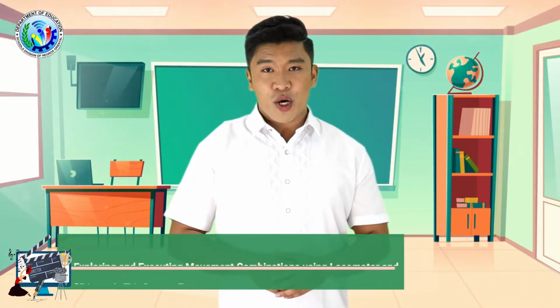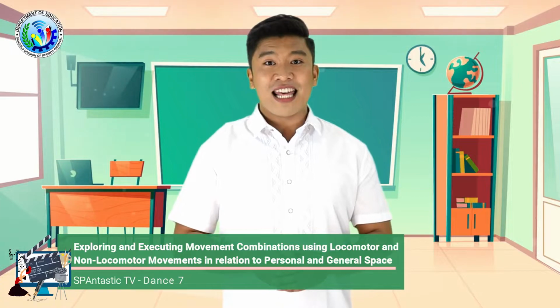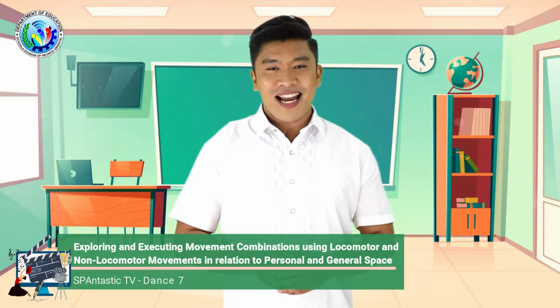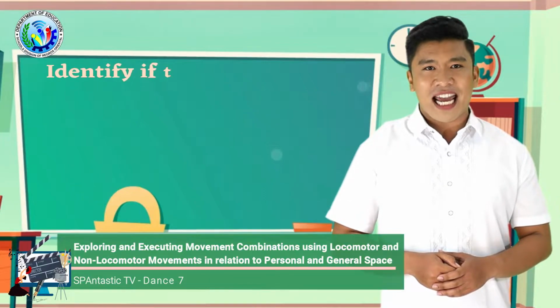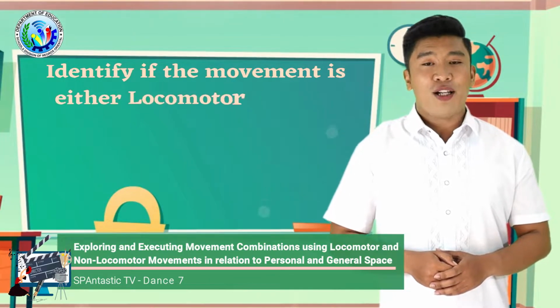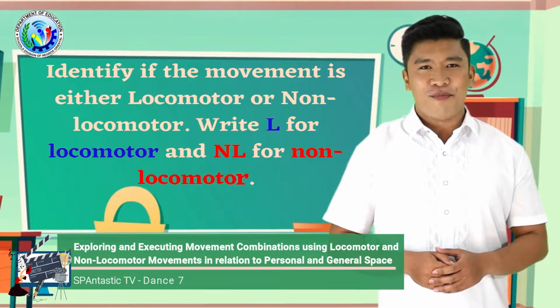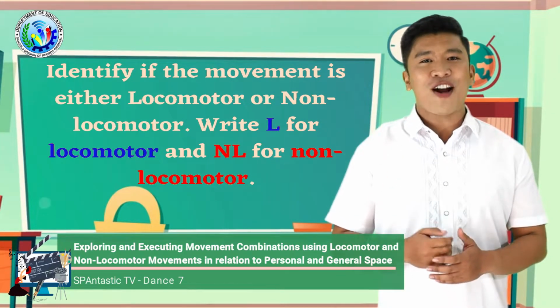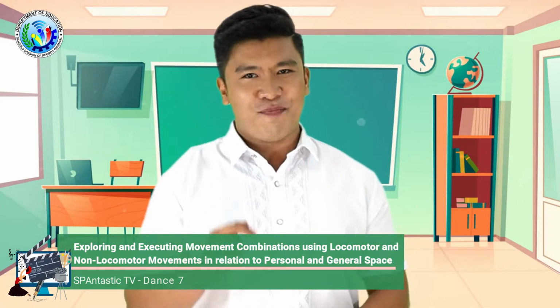I will be sharing with you a short story about my friend Jane. In the story, she will be doing different types of movements. You are to identify if the movement is either locomotor or non-locomotor. Write L for locomotor and NL for non-locomotor. Are you ready? You'd better be.